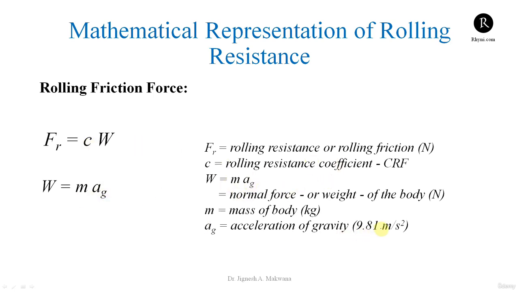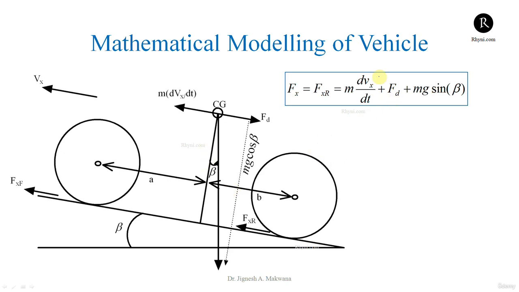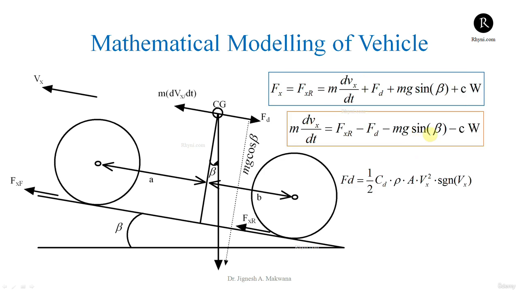Here A is the constant, 9.81 meter per second square, right? That we know, and m is the weight. So this is the equation of the vehicle we derived. Only the Fd is the opposing force into ma, and this is due to the slope gravitational component mg sin beta. So here we will add one more opposing force which is called Fr, rolling resistance force in Newton, C into W. So our new equation will become like this, and the equation we use for modeling will become like this.